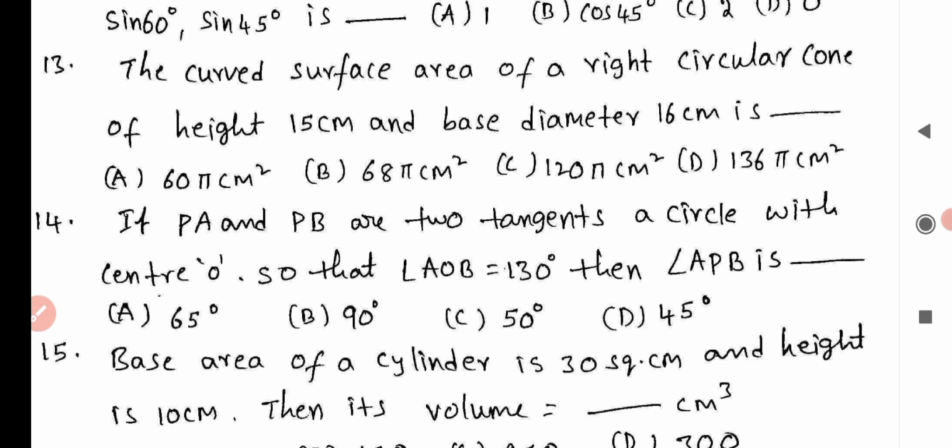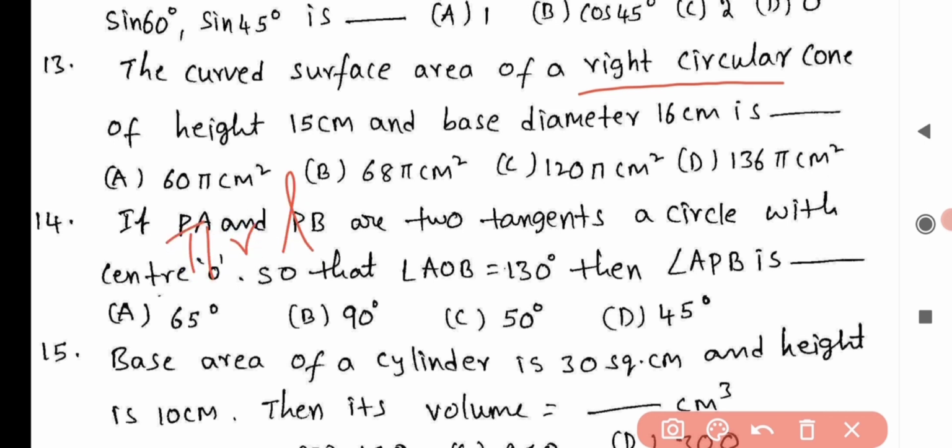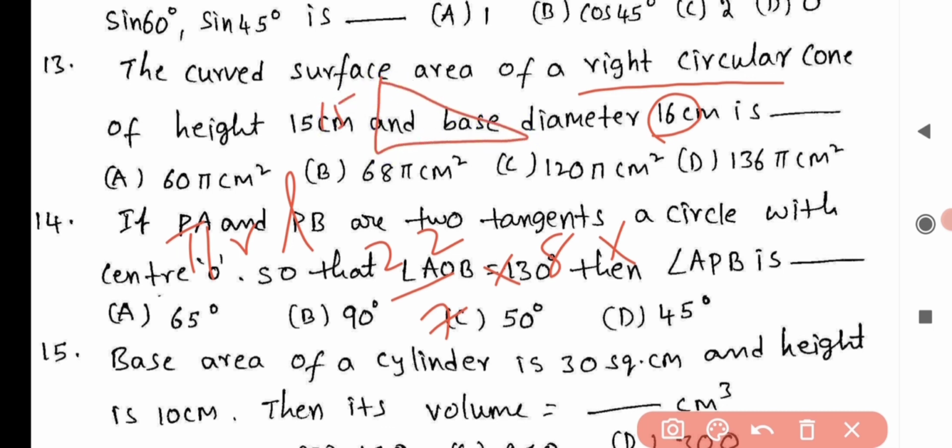Next, the curved surface area of a right circular cone of height 15 centimeters and base diameter 16 centimeter is dash. So curved surface area of right circular cone. So what is that? Pi r L. So here pi means 22 by 7 into radius. This is 16. So what is the radius? 8 into L. Slant height you find out. So height is 15. This base is 8. Hypotenuse you find out. So 225 plus 64. So 289. This one 17. So 17.